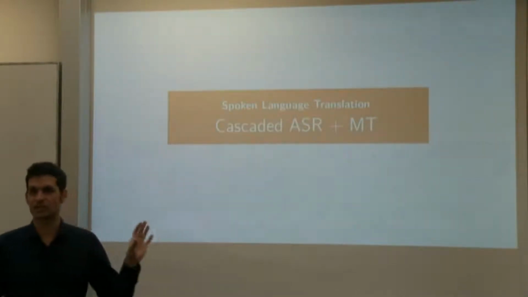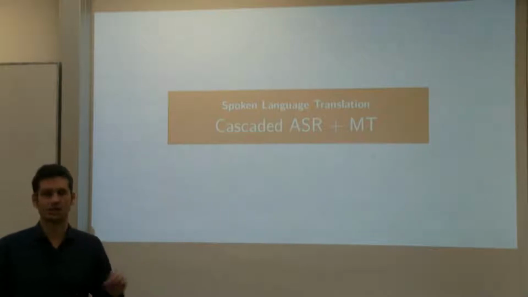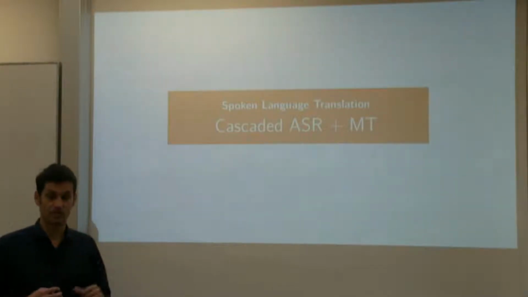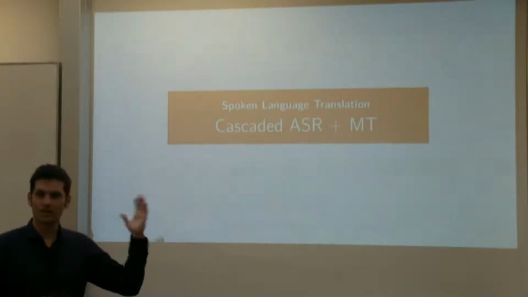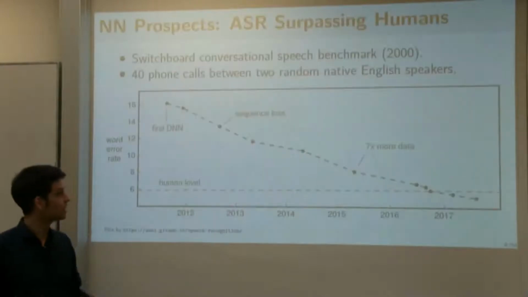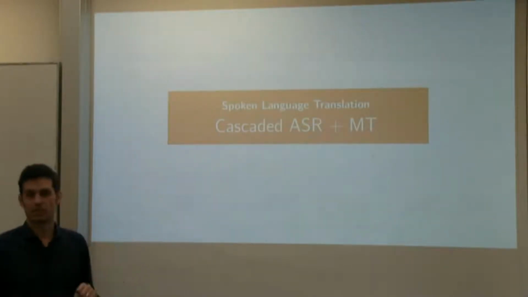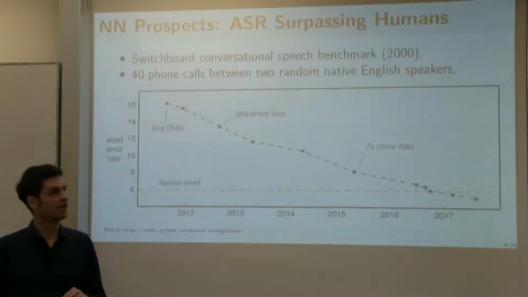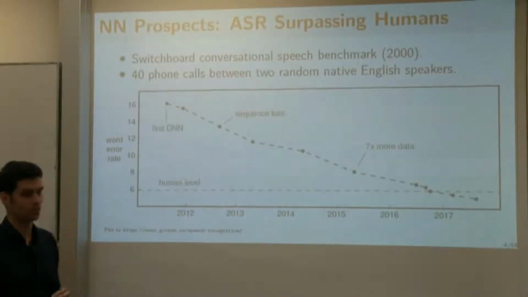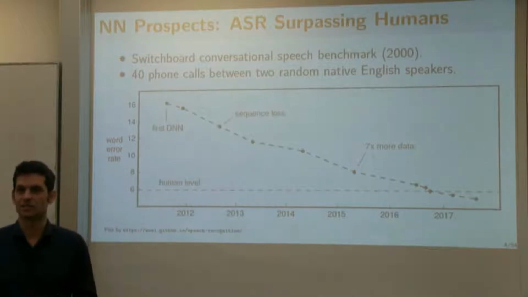So first, let's look at the cascading machine spoken language translation. So we will be simply connecting together two components, the speech recognition and the machine translation. This is a motivation why it makes sense to put these two technologies together.